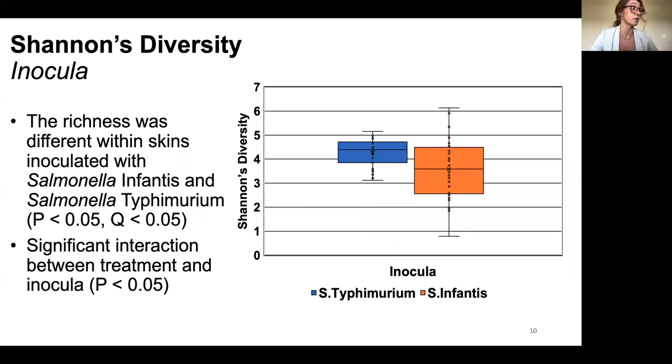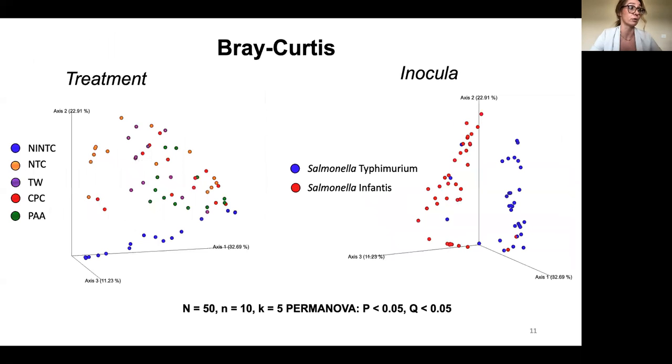For inoculum groups, the richness was different within the skins as well, within the serovars, and significant interaction between treatment and inoculum was observed. The beta diversity metrics were assessed with quantitative indicators such as Bray-Curtis and weighted UniFrac distance matrix. Using permutational multivariate analysis of variance, or PERMANOVA, we were able to test the null hypothesis of no difference in dispersion between the two groups.